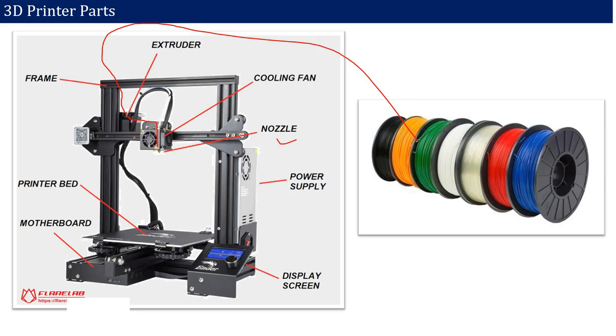In the nozzle part, we have the heater. So here we have the heater. We have to provide the temperature to this heater. When we provide the temperature to the heater, the filament gets heated, and that filament comes onto the print bed. Since we are using the heater, we have the cooling fan here.